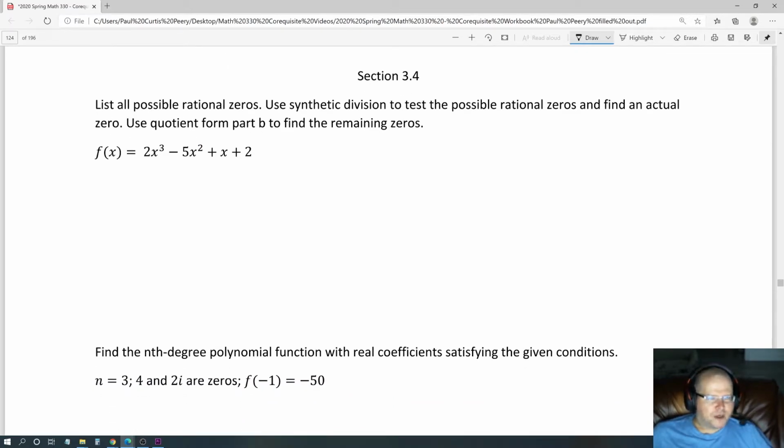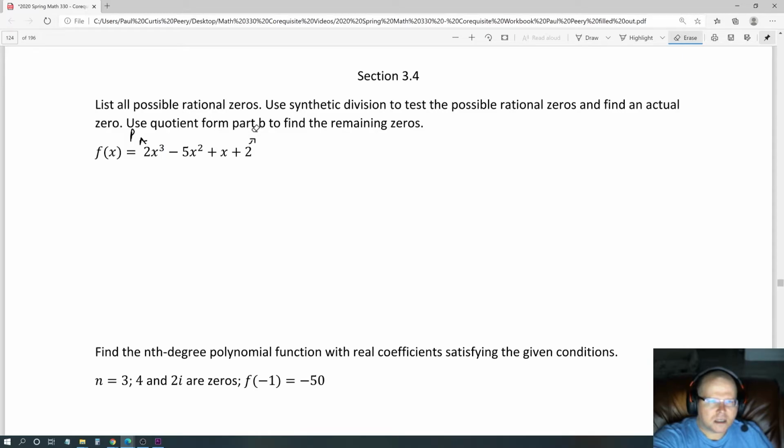Okay. So we are going to list all possible rational zeros, and we're going to use synthetic division to test the possible rational zeros and find an actual zero. Use quotient form, this should be from part B, to find the remaining zeros. Okay, cool. All right, so first, let's find our P and our Q. So our P's are going to come from that 2, and the Q are going to come from this 2 right here, right? Oh, wait, sorry, we wrote that backwards.